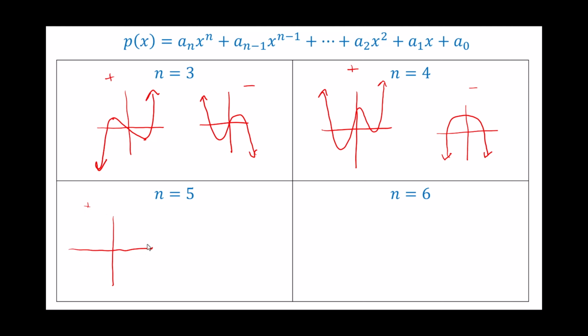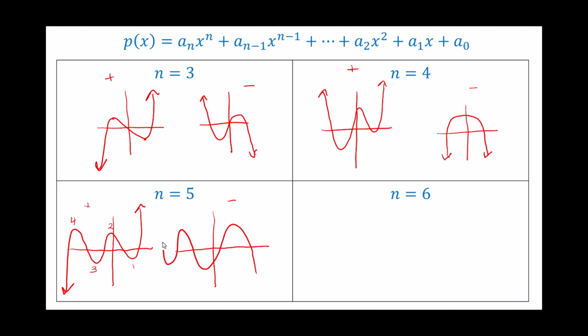An n equals 5, so we have degree 5 polynomial. If the leading coefficient is positive, it's going up on the right, and it's going to go down on the left, because an odd degree means it goes in the opposite direction on the left side. And here we have 1, 2, 3, 4 turning points. A degree 5 polynomial can have at most 4 turning points. And then if the leading coefficient's negative, we could do the same thing, except now, the right side's going down, the left side's going up.